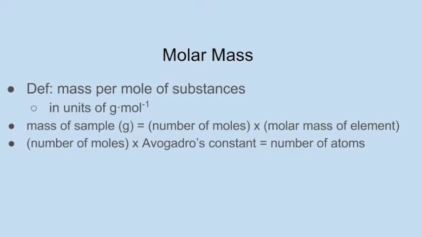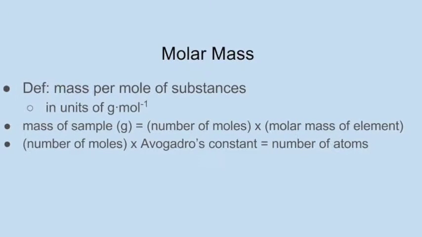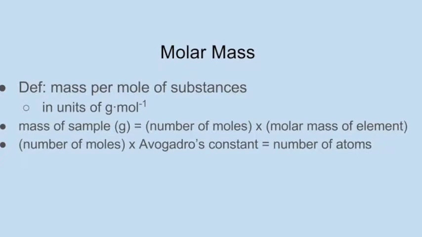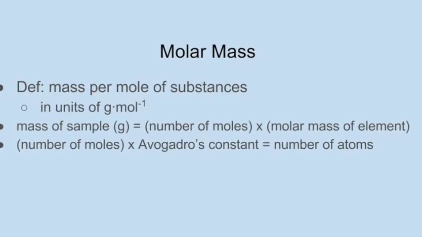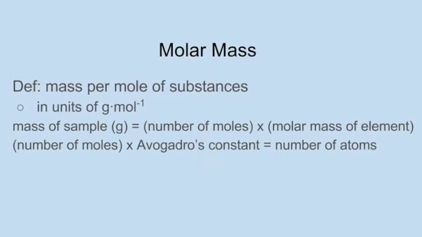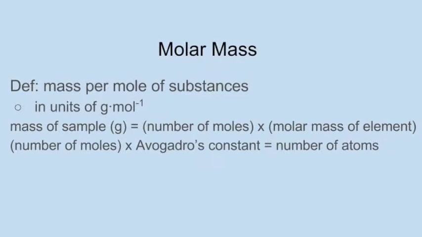To find the number of moles, we use the equation: mass of sample equals number of moles times the molar mass. So in this case, if we're looking for the number of moles, we take the mass of the sample and divide by the molar mass to get the number of moles. Once we have the number of moles, we can solve for the number of atoms by multiplying the number of moles by Avogadro's constant.